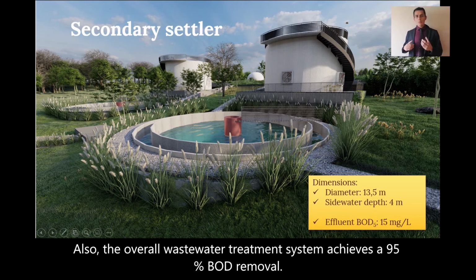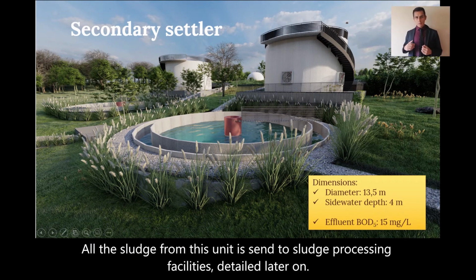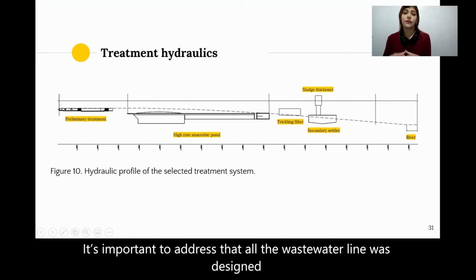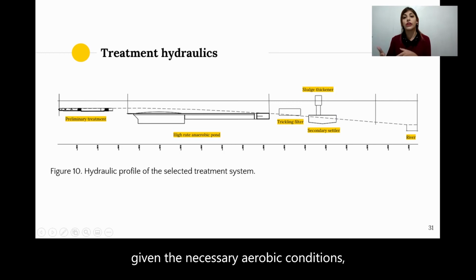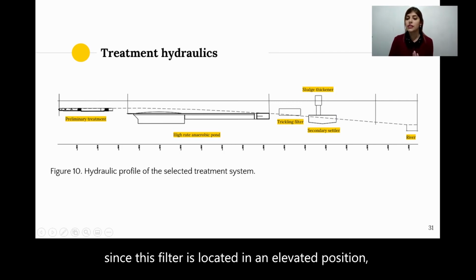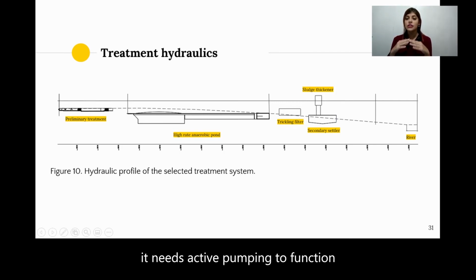Also, the overall wastewater treatment system achieves a 95% BOD removal. All the sludge from this unit is sent to sludge processing facilities, detailed later on. It's important to address that all the wastewater line was designed as a gravity working system, with the exception of the trickling filter, given the necessary aerobic conditions. Since this filter is located on an elevated position, it needs active pumping to function.